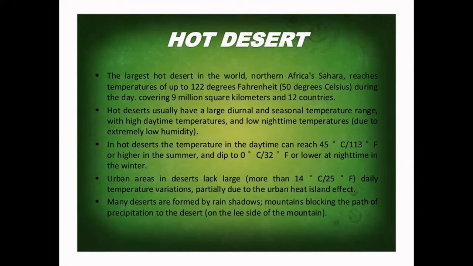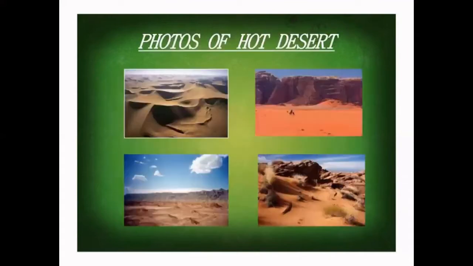Urban areas in the deserts lack large daily temperature variations due to the urban heat island effect. Many deserts are formed by rain shadows, with mountains blocking the path of precipitation to the desert. These are the reasons how they are formed. These are some pictures of hot deserts across the world.